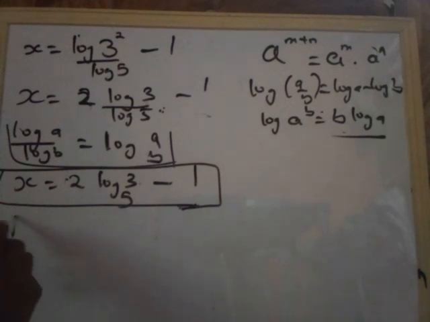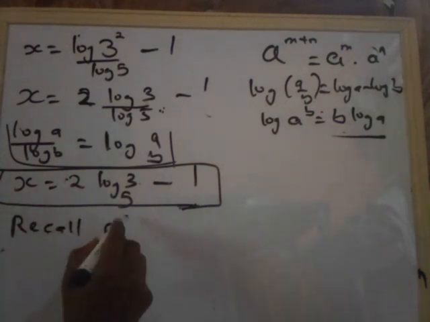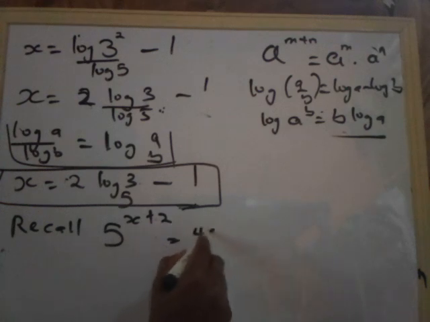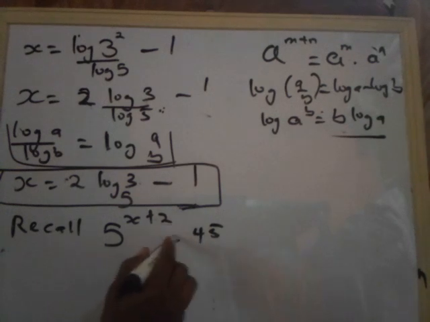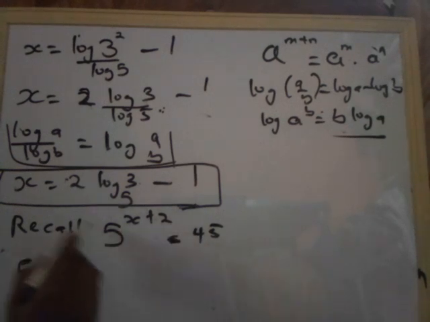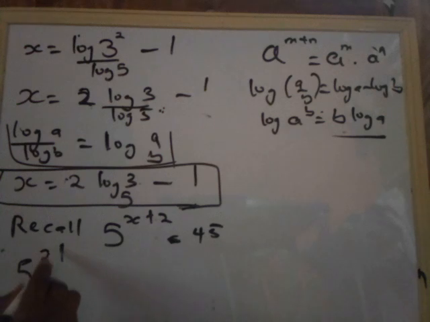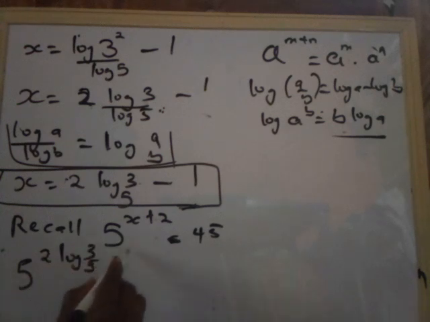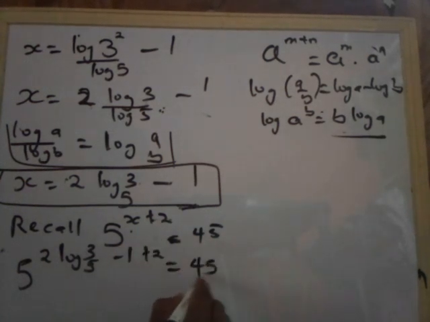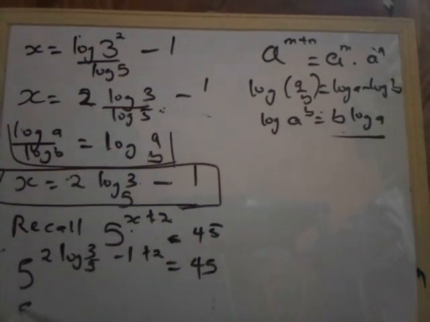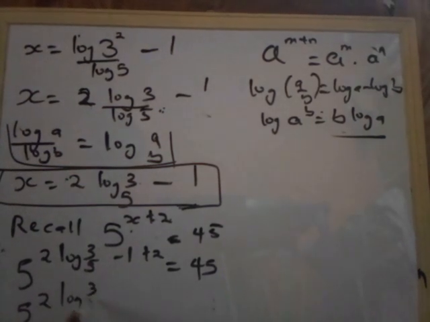Recall that our question is 5 raised to the power of x plus 2 is equal to 45. So we are going to substitute the value of x into the equation. We have 5 raised to the power of x, which is our x, 2 log 3 base 5 minus 1, then plus the 2, is equal to 45. So here we have 5 raised to the power 2 log 3 base 5 minus 1 plus 2, which is going to give us plus 1, and it is equal to 45.